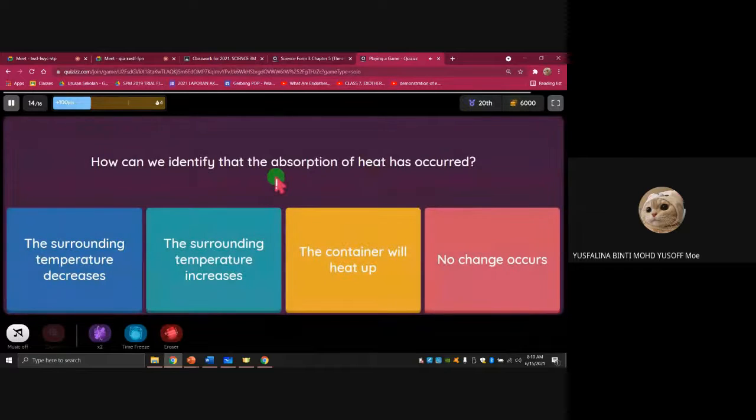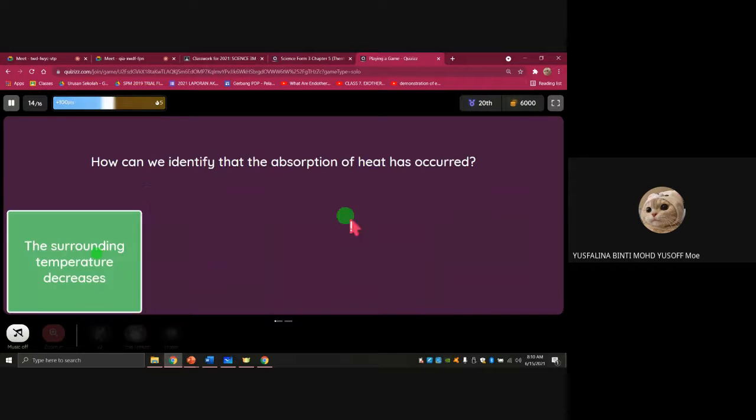Okay, number 14. How can we identify the absorption of heat has occurred? So the question goes to Lua Meng Sun. How can we identify the absorption of heat has occurred? When the heat is absorbed, what happened to the temperature of the surrounding? Number 1, the surrounding temperature decreases. Yes, very good.